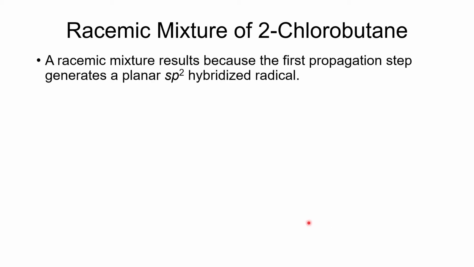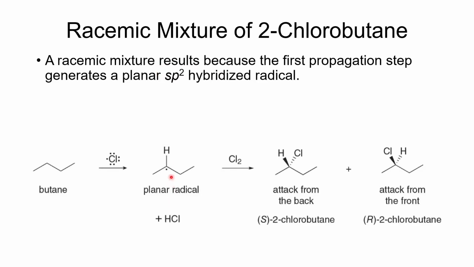All right, so to think about how this happens, we get the racemic mixture because in the first propagation step, we're going to create a planar radical. This intermediate is also achiral. And so that means that this chlorine can come in and react with either one lobe of the p orbital with the lone electron, or the other lobe, so it can either come in from the back or come in from the front. If it comes in from the back of this molecule, then we're going to get the chlorine in the back there, and we will get S-2-chlorobutane. If it comes in from the front, we're going to get R-2-chlorobutane.